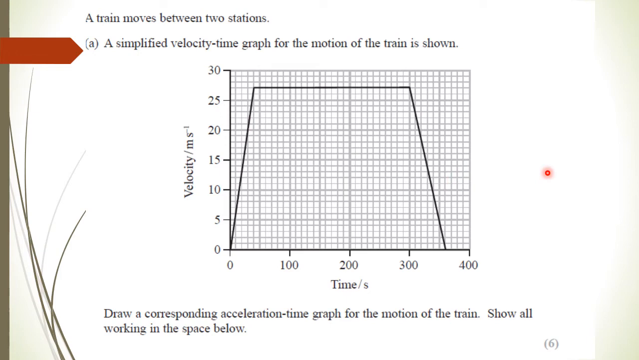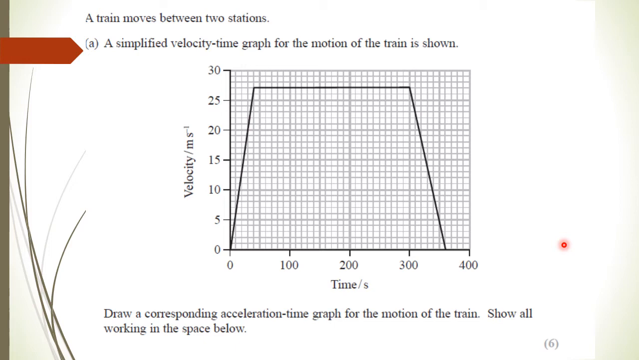In order to get acceleration, what do you have to do in this case? We know the gradient of a velocity time graph is acceleration. So acceleration is equal to gradient, and we have to find the gradient. Here the gradient is equal to 0, so acceleration is 0. Here the gradient is negative, and we have to find it by drawing a big triangle. After that, we have to draw the graph.